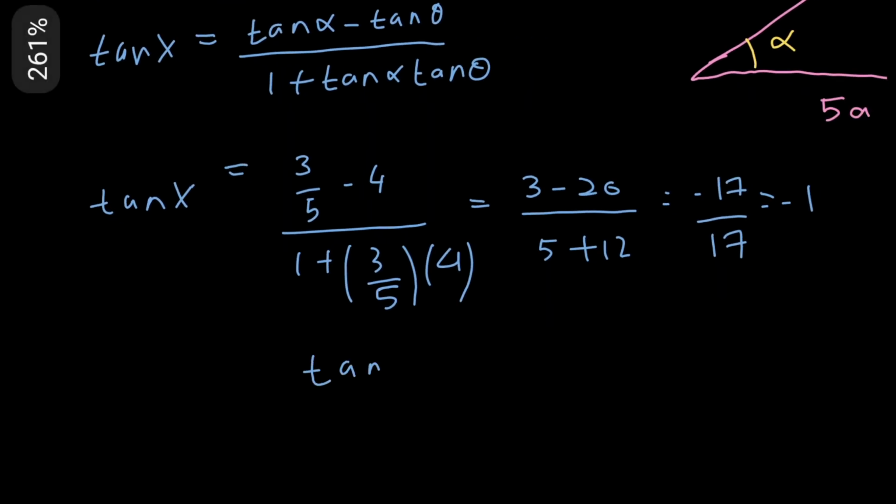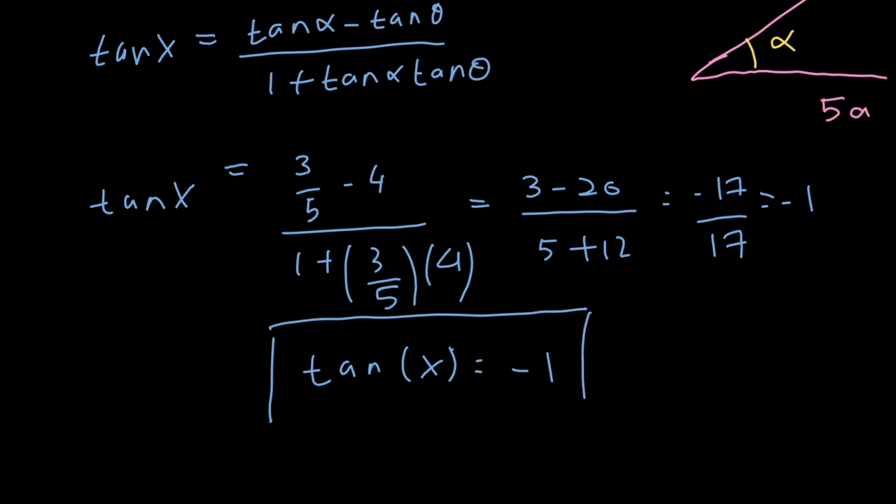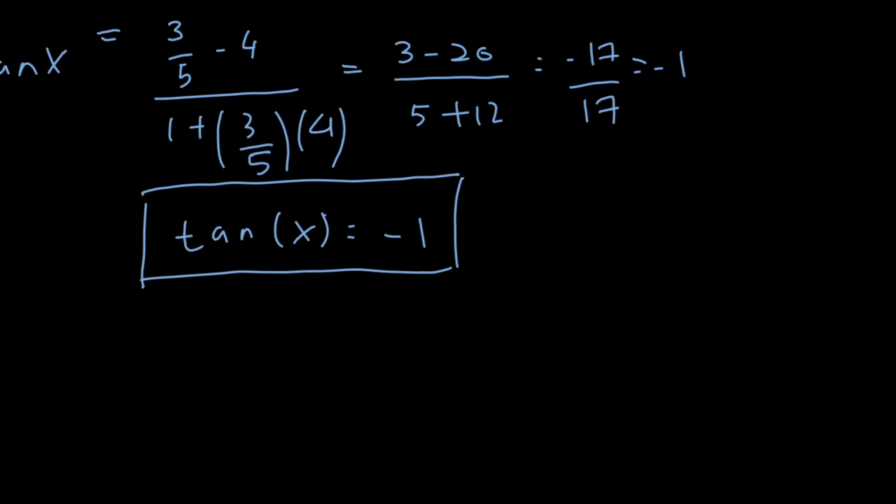So let us write it down. Tangent of x is equal to negative 1, and the angle x is in degrees. Okay. So the value of tangent of x is equal to negative 1. Now what are the possible values of x? First of all, look carefully.